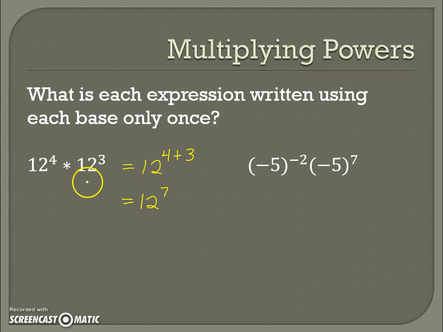Yes, it's cool if you skip this and go straight from there to there. That is perfectly fine. I'm just showing you the logical steps that we take here. This one, it's a negative, so make sure that stays in parentheses. So I'd have negative 5 to the negative 2 plus 7, which is equal to negative 5 to the 5th. That's all you're doing on these particular ones.